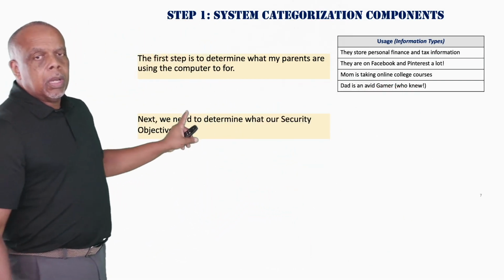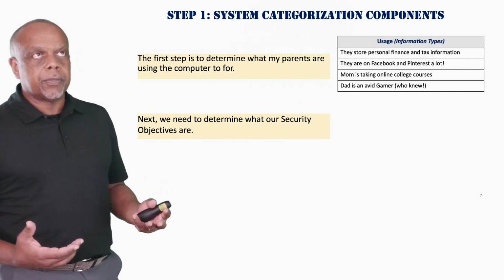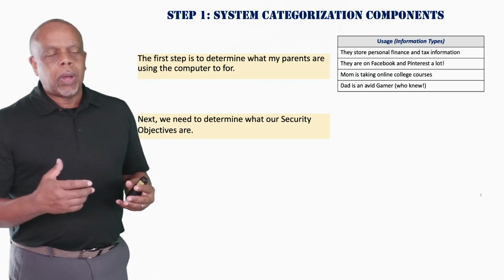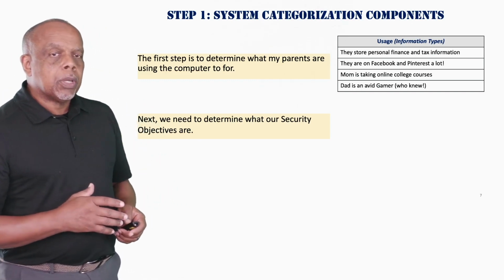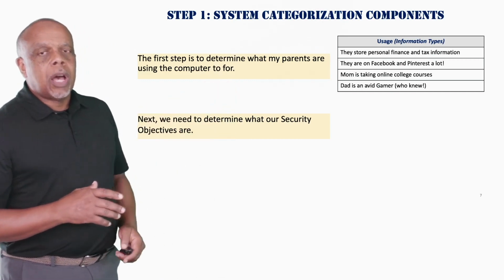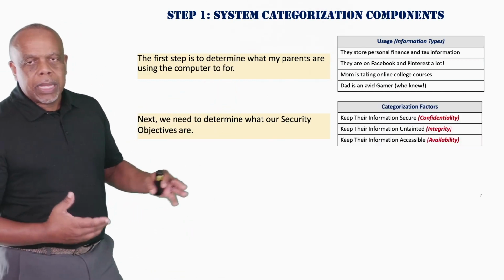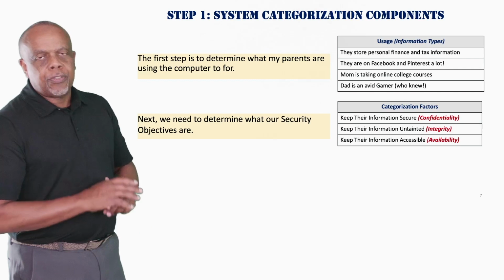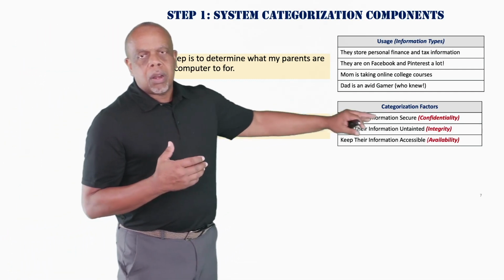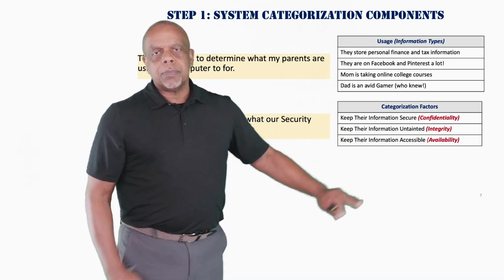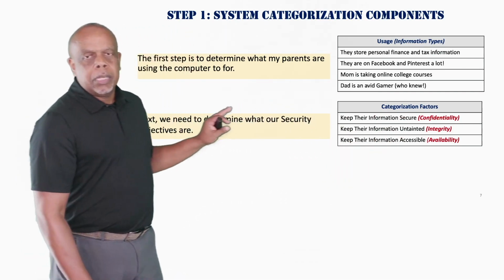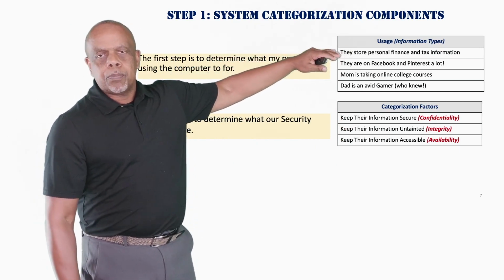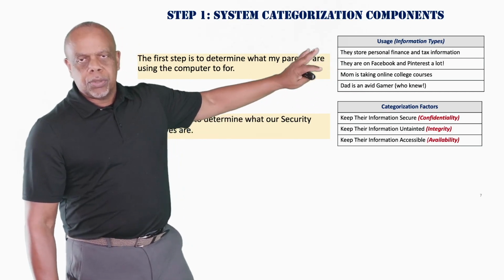Next thing we're going to want to know, we need to determine what our security objectives are. What are we trying to do? When we say security objectives, how are we trying to protect this computer and the information on that computer that my parents get? So what I do is develop some categorization factors. The categorization factors that I developed are confidentiality, integrity, and availability. So with confidentiality, what I mean is I want to keep their information secure. For instance, here, I want to be sure that their tax records and personal finance are kept secure. So I need some ways to do that with their system.